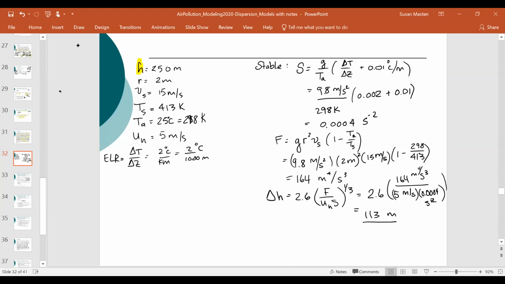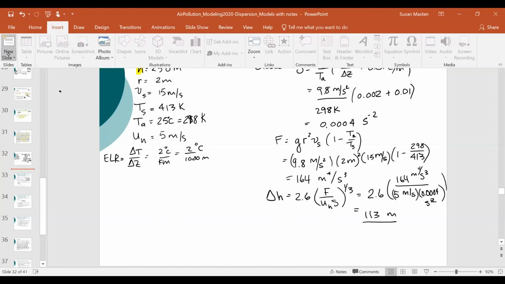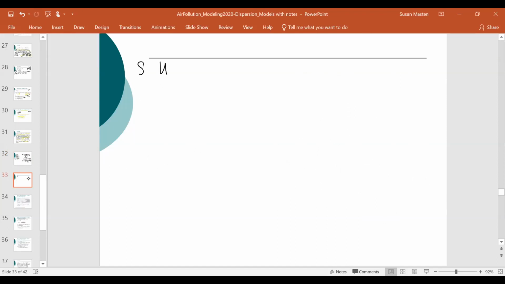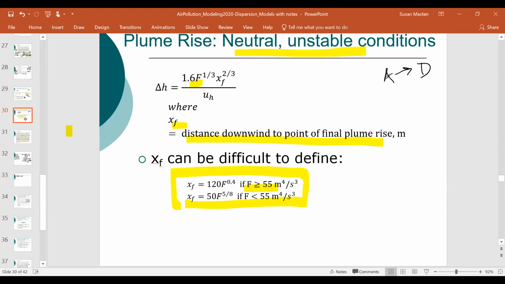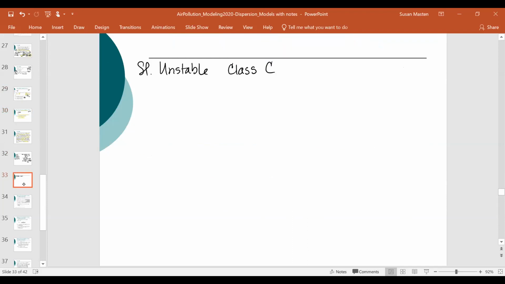So, on the other hand, let's add another set of slides. This gives us a little more space. Okay, so then we have slightly unstable, we have class C. So now let's go back and look at these sets of equations. We calculated F the same way, and we have a condition here. What do we have? We had F equal to 164, so that's greater than 55. So let's go back here. We have F greater than or equal to 55 meters to the 4 per seconds cubed, and we already calculated F as 164.